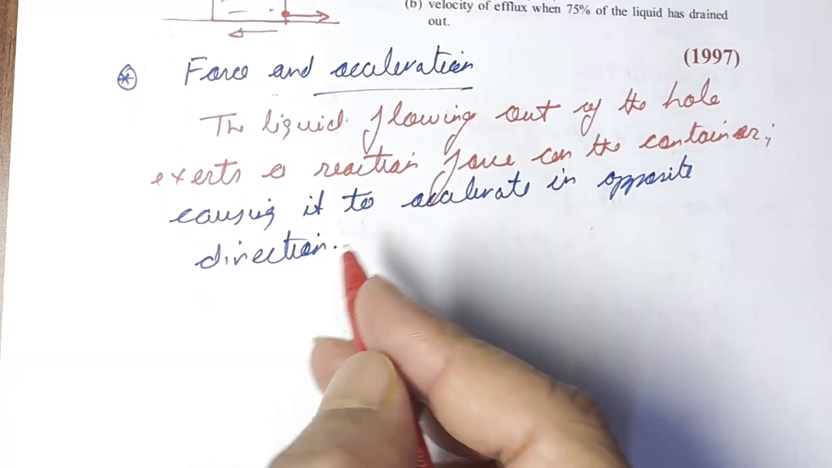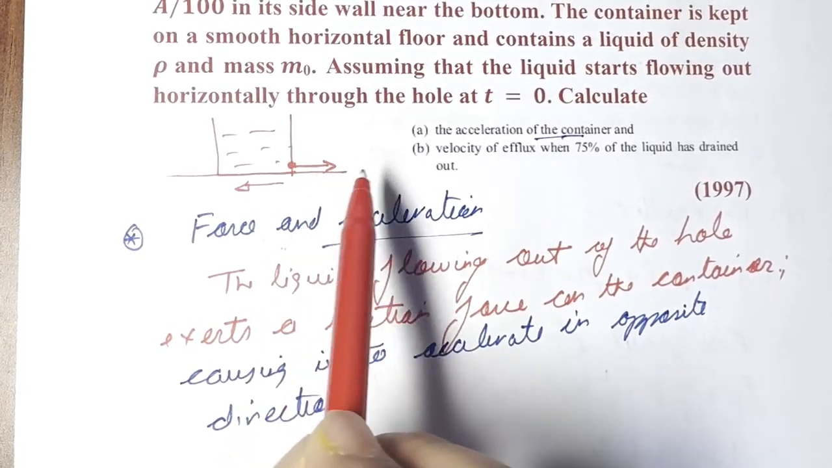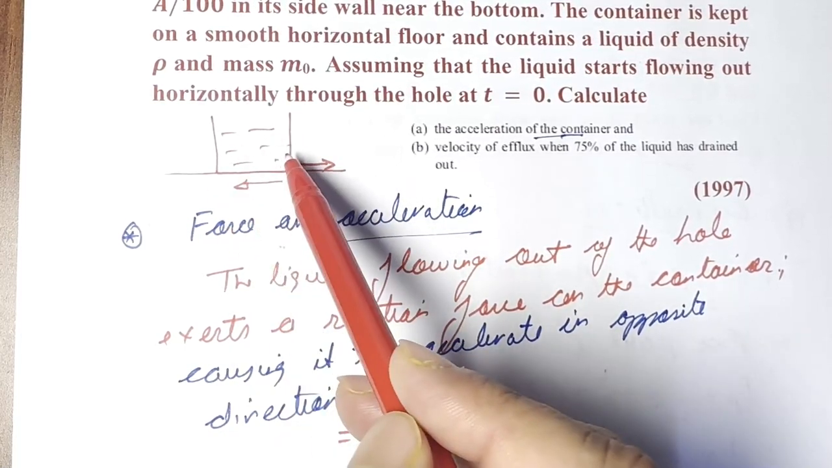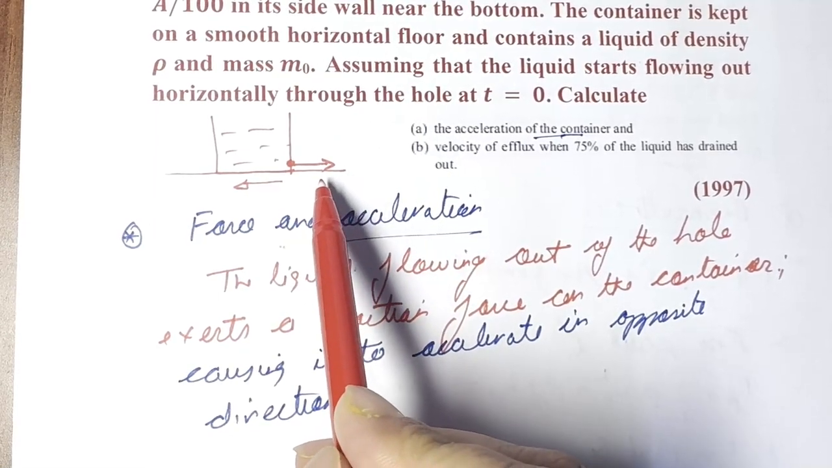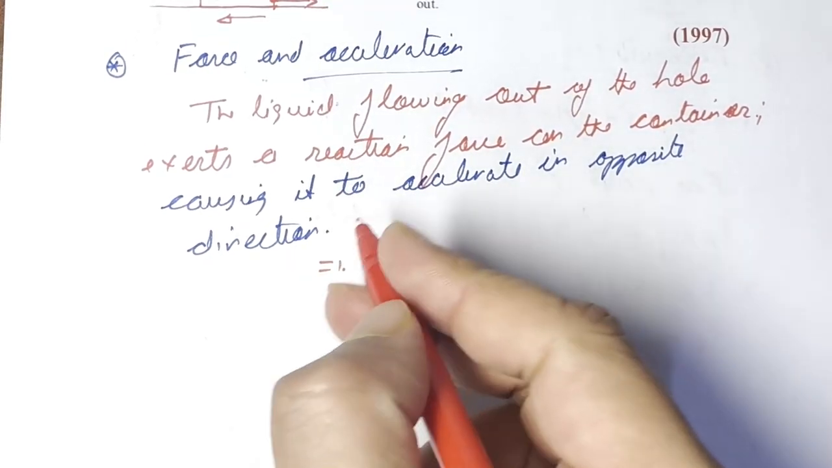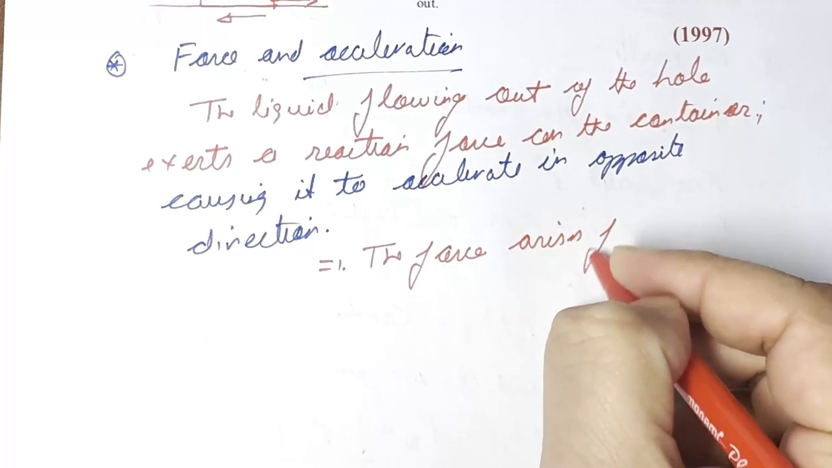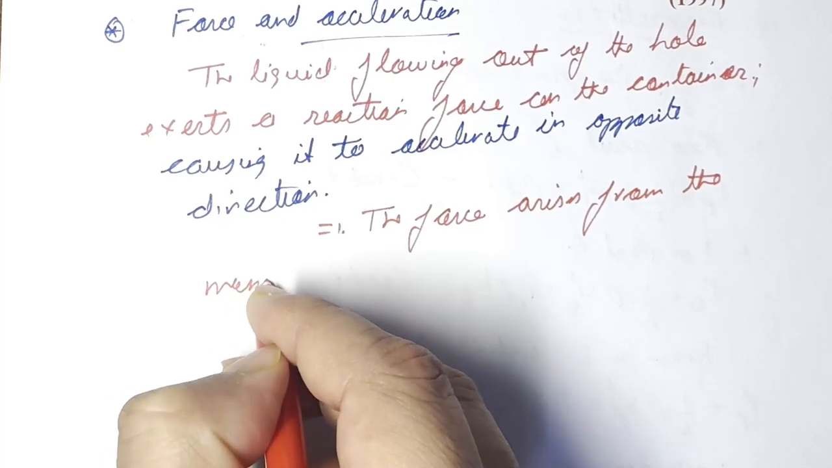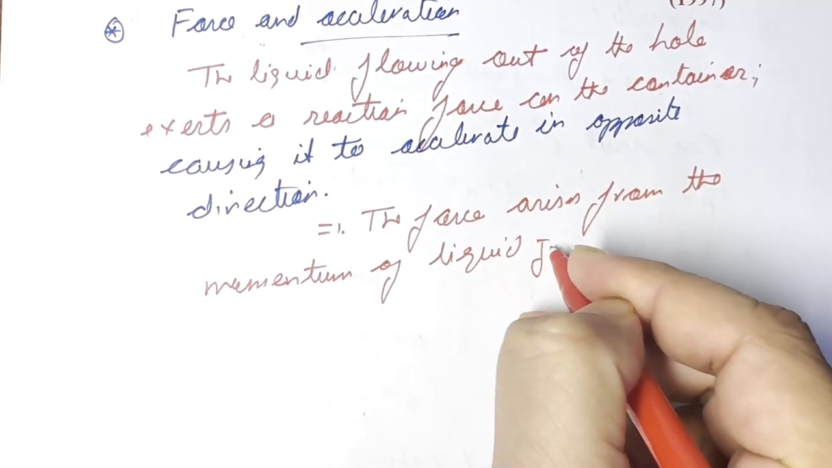Or we can say that as the liquid starts to come out, the level of the liquid is going to decrease in the container. So we can make a conclusion that the force is going to arise from the momentum of the liquid jet.